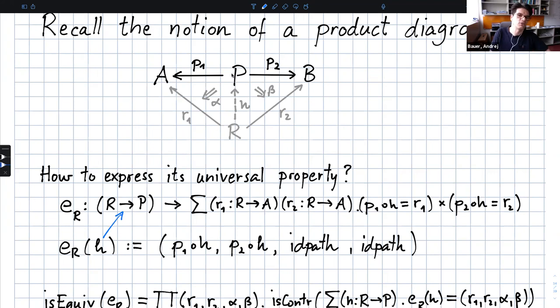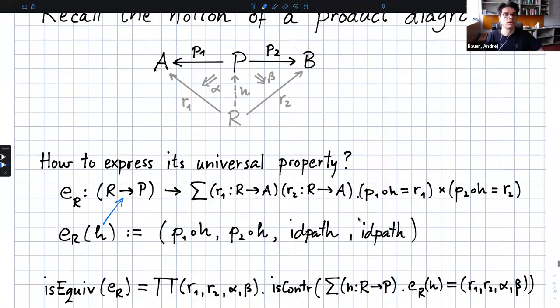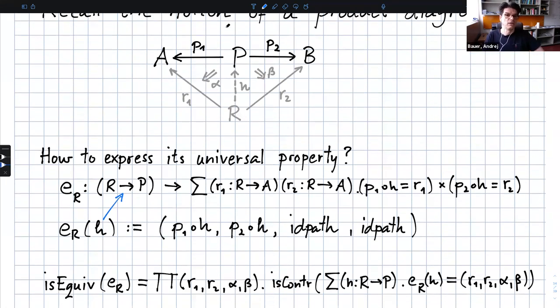If R1 is H composed with P1, then it all becomes trivial. So the R1 that works for the given H is P1 composed with H. And then similarly for the other one. And then this is just identity. It's nothing because you get P1H equals P1H. So you just use the identity path. Okay, that was nice. That was easy. If I already have the answer, I can get the input data.